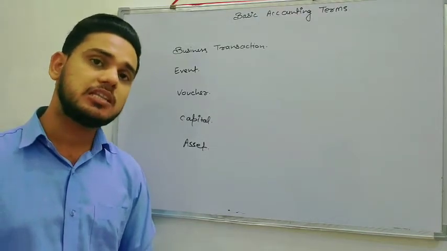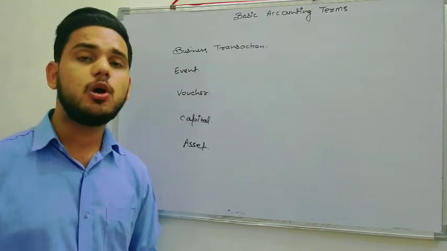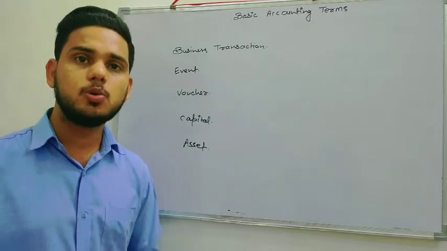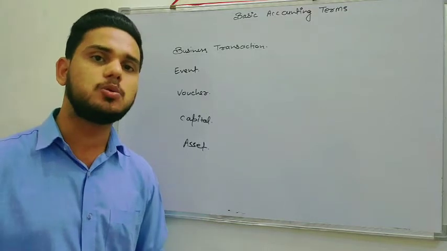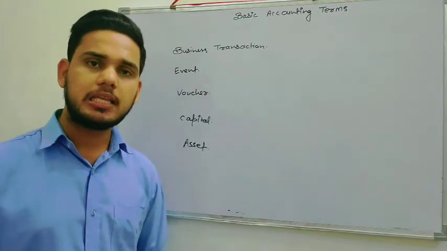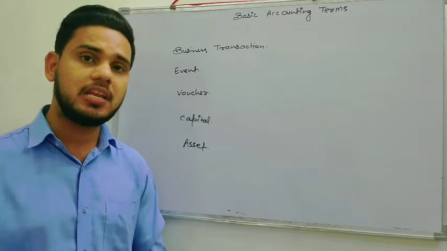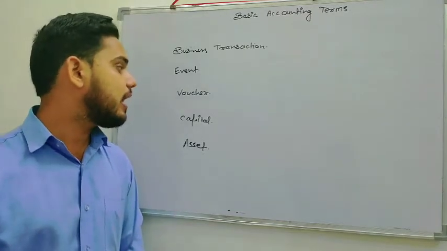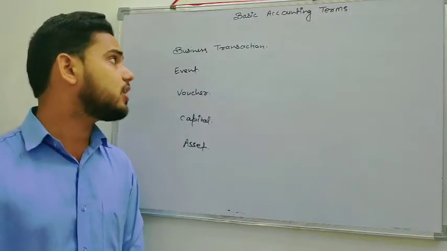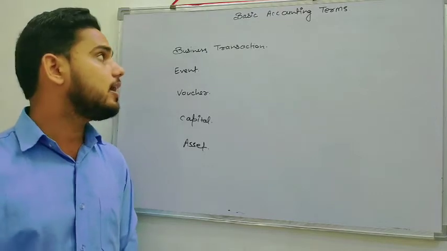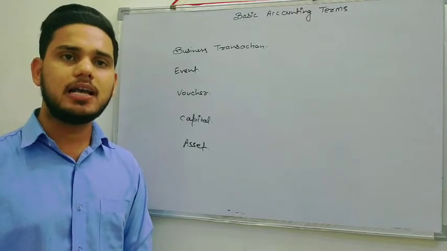Same way, in every subject there are certain terms related to the study of that subject. In our accounting also there are certain terms which will be used in this chapter and later on, if you continue your study in accounting, in your further studies. So let's understand one by one the terms given in our book. In today's class we will understand 5 basic accounting terms. From these 5 we have almost understood 4 things: business transaction, event, voucher and capital already, but let's revise these terms.